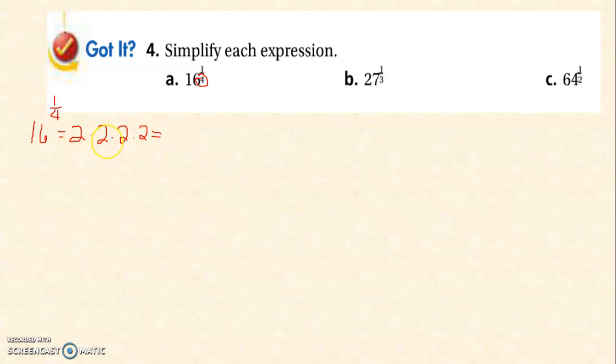So what is 2 times 2? 4. Times 2, that is 8. Times 2, that is 16. Therefore, the simplified form of 16 raised to 1/4 is equal to 2. Okay?